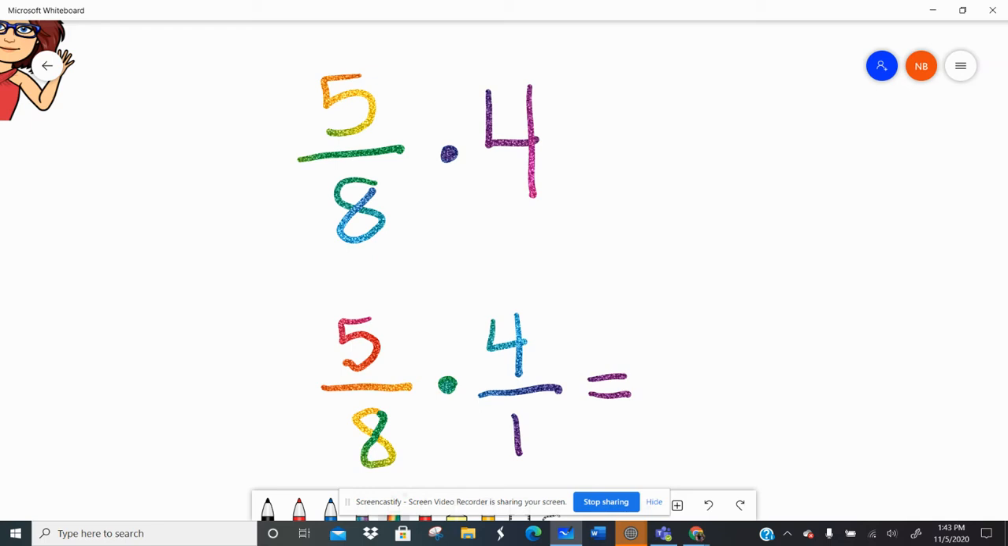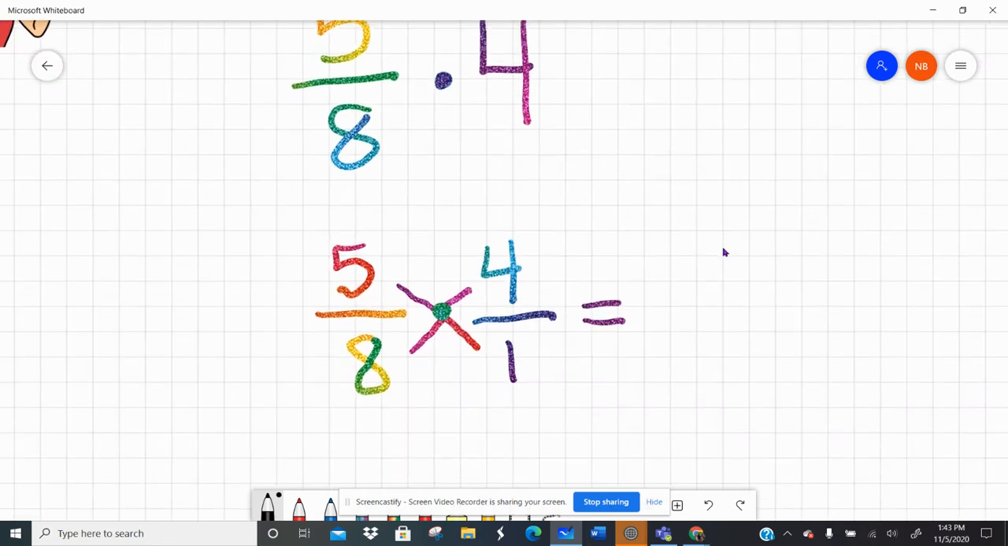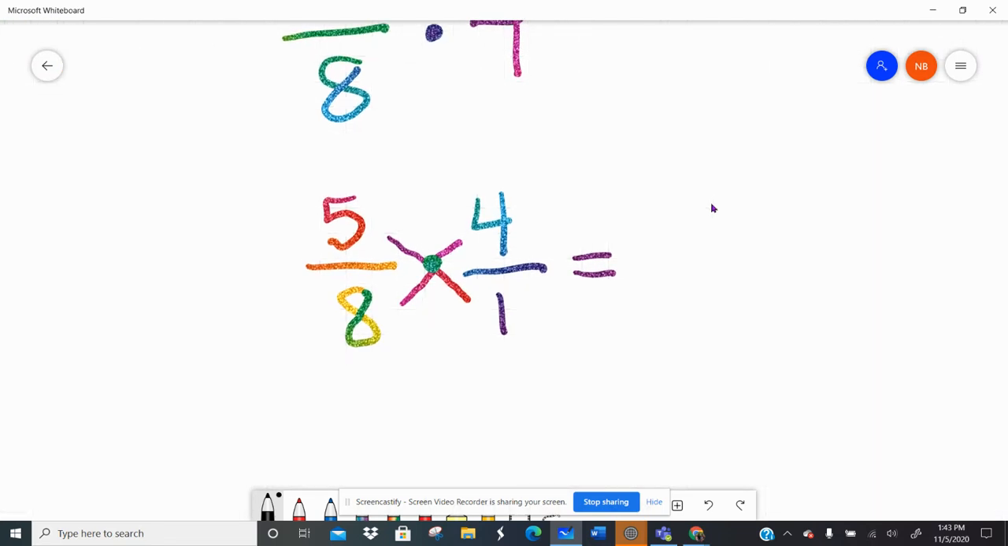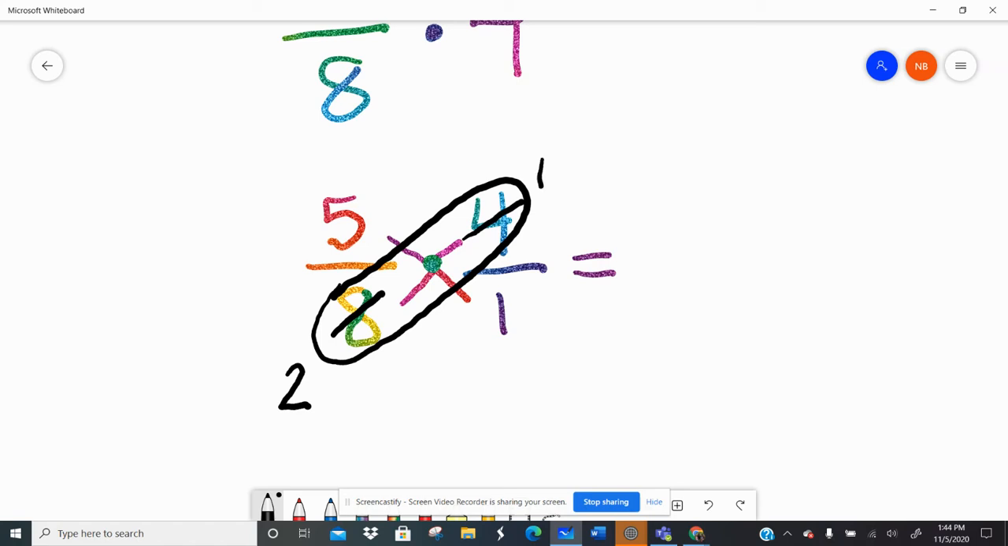Once I have my two fractions, my process is easy. I'm going to do the top times the top, the bottom times the bottom. But before I do that process, I'm going to see if I can make any of these numbers smaller. I'm going to use that strategy called cross simplify, right? I look at the 8 and the 4, and I'm like, wait a minute. Those are both divisible by 4, so I can make those numbers smaller. 8 divided by 4 is 2, and 4 divided by 4 is 1. So now I have slightly smaller numbers, which makes my multiplication way easier.